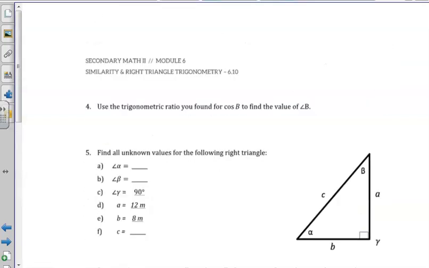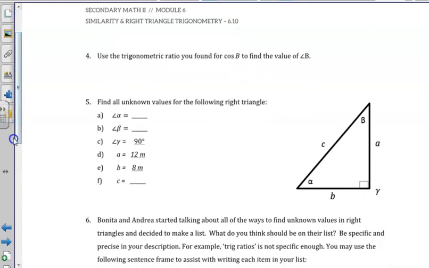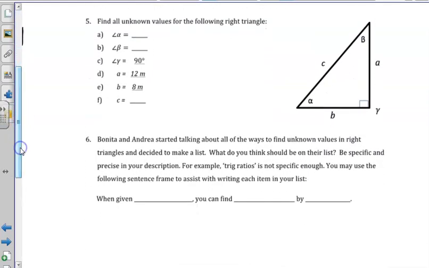In number 5, we are asked to find all the unknown values of the triangle provided on the right. So let's do this together and see if we can figure out, using the information we know, what the missing angles and sides are. They tell us in part C the angle Y is 90 degrees, and we can see that because it is marked with a right angle. Little a is equal to 12 meters, so let's label that as 12 meters. Little b is 8 meters, so let's label that as 8 meters.